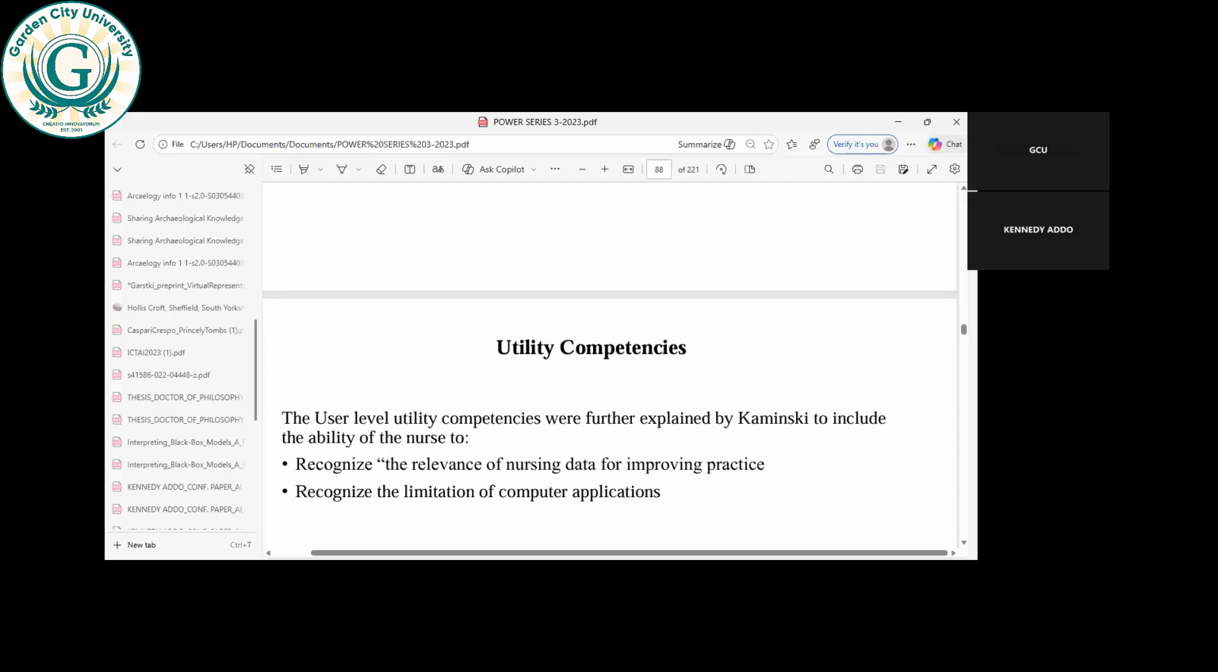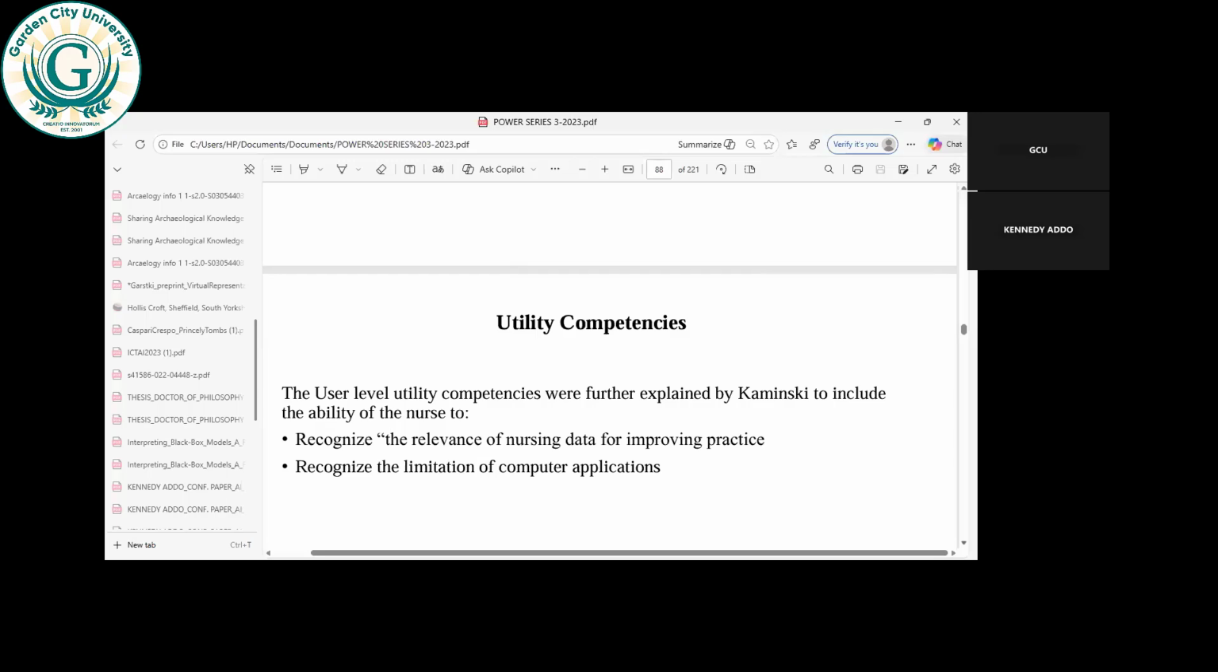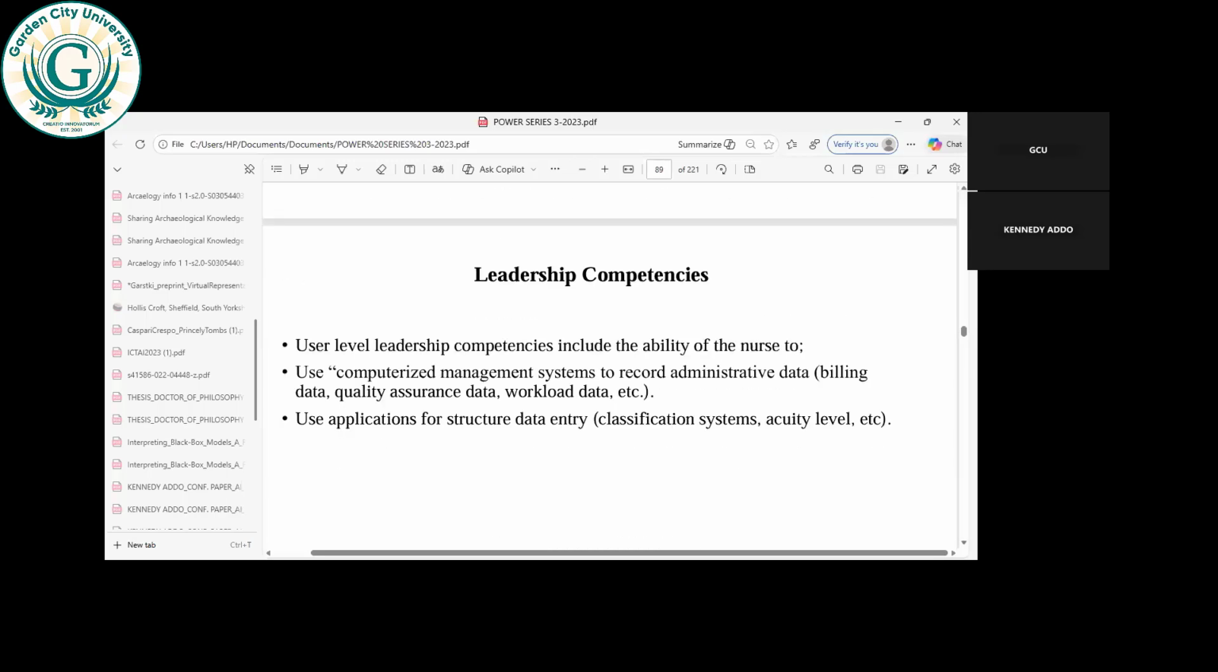So that is from the utility point of view for a beginner. Now let's apply leadership. Somebody who is a beginner, one way or the other, should be able to use a computerized management system to record administrative data, billing data, quality assurance data, workload data, among others. So in the professional context, you should also be able to use the electronic health records to record administrative data in terms of billing data.